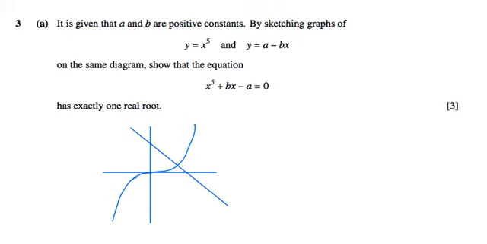And you can see that the two lines do only intersect once here. So I'm just going to write down that there is one point of intersection. So that means there'll be one root.